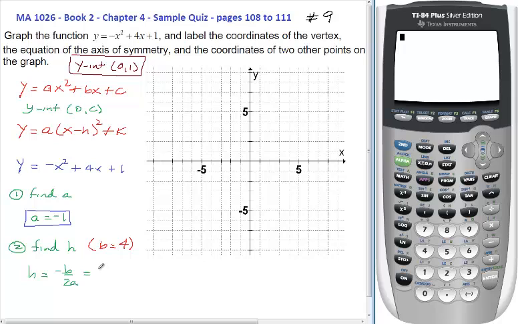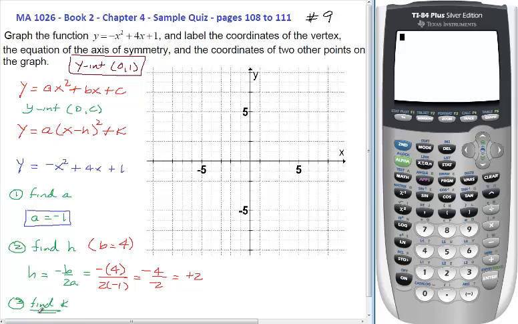So plugging those values in, I got a minus that's in the formula, or right there, see it? Over 2 times negative 1. So it's going to be negative 4 over negative 2, which is positive 2. So now I got h. Now the next thing I need, of course, is k. And to find k, that's step 3. How are we going to find k? By substituting the 2 back in.